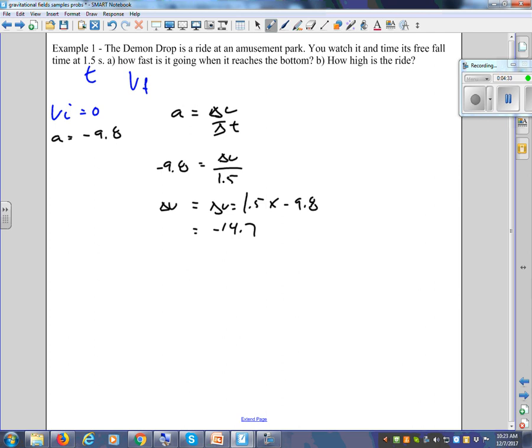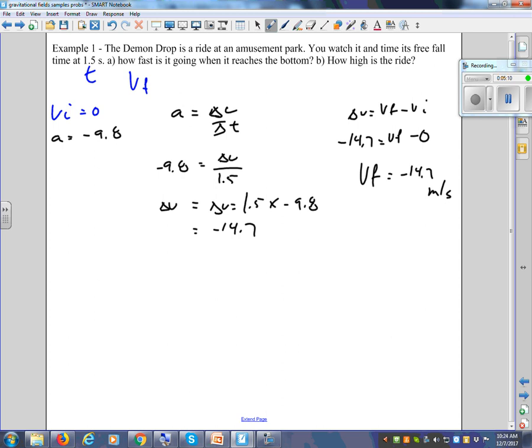And so now you got to go, delta V is VF minus VI. But because the VI is 0, what happens? So, can you skip that step? Probably, as long as you tell me that you know why. So the final velocity is 14.7. That's how fast it's going when it reaches the ground. Everybody with me so far?